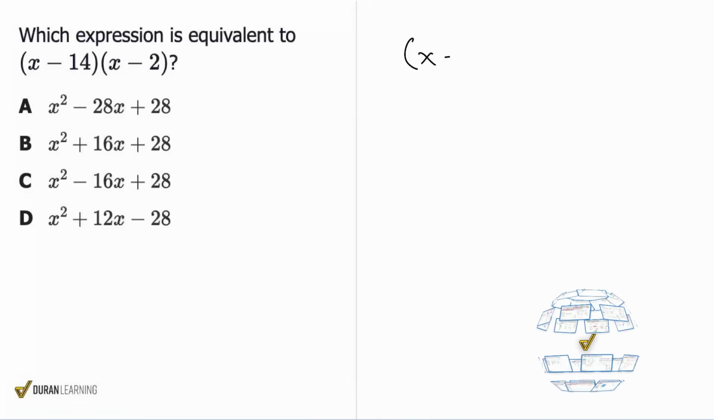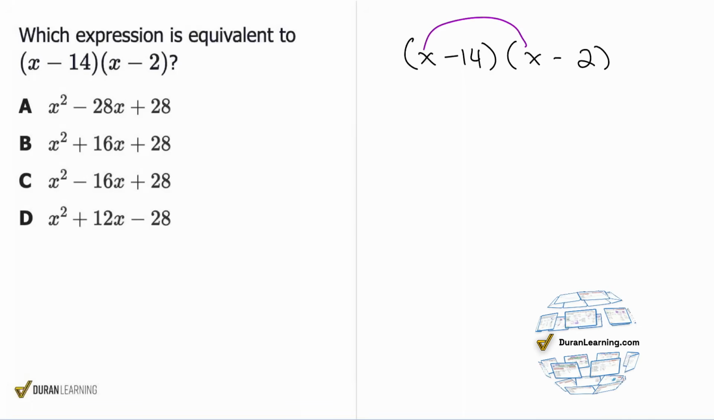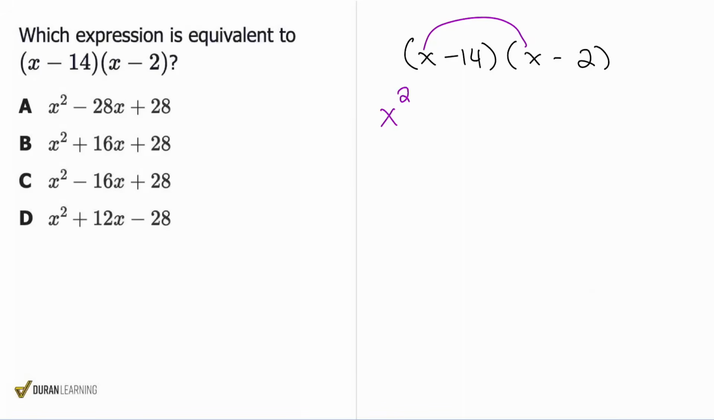We have x minus 14, and then we have x minus 2. So remember, everybody, we're going to make sure everything from one part distributes to everything from the other. X times x, that's x squared in the front. Then we have x multiplied by -2, and that'll be -2 times x. Then we have -14 times x, so -14x. And then lastly, we have -14 times -2.